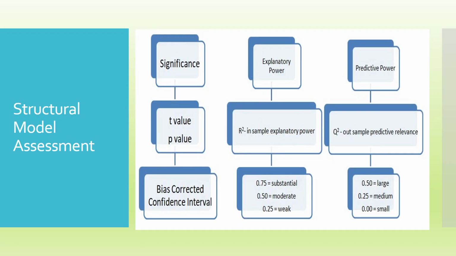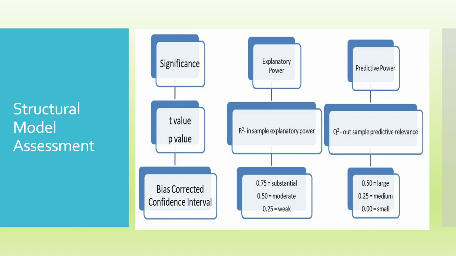For structural model assessment, we go for the significance of the path. The statistic which will be generated is the t value. So if any path has a value more than plus or minus 1.96, we will say that the path coefficient is significant. And if the p value is less than 0.05, then also we can say it is significant. We will have to check the presence of 0 in the bias corrected confidence interval. If 0 is present in between this interval, then that path is not significant.